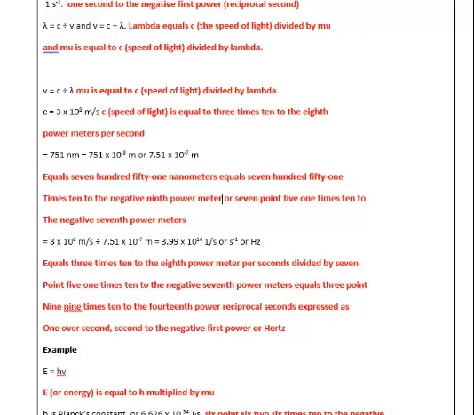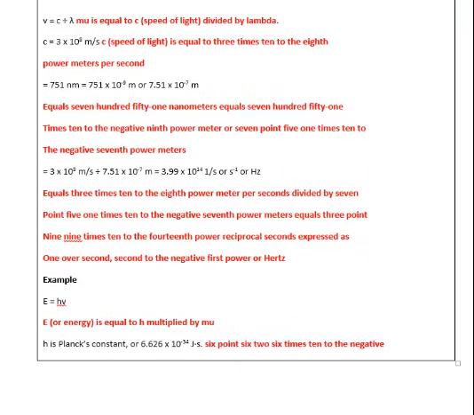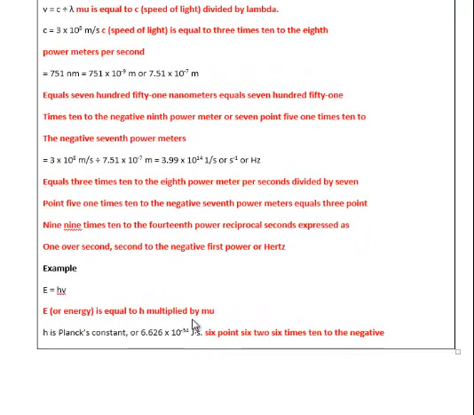or hertz. Example: E, or energy, is equal to h multiplied by mu. h is Planck's constant, or 6.626 times 10 to the negative 34th joules times second.